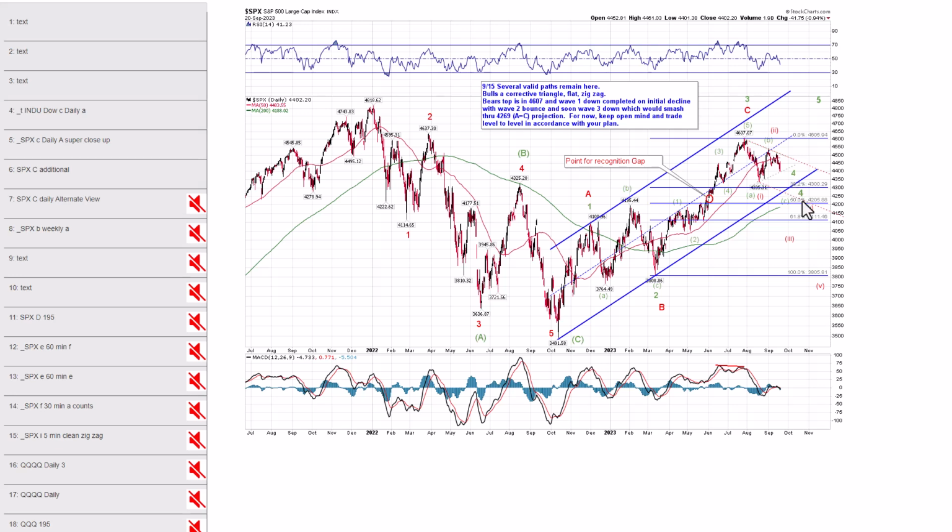But again, even a deeper wave 4 can end up in the, like I said, mid to lower 4200s or around this channel, and that's still a pretty damn good pullback.